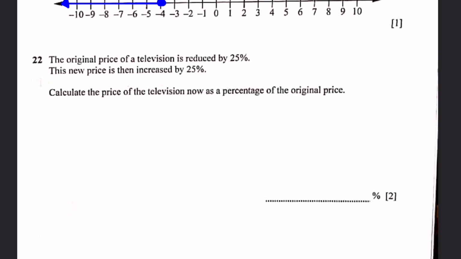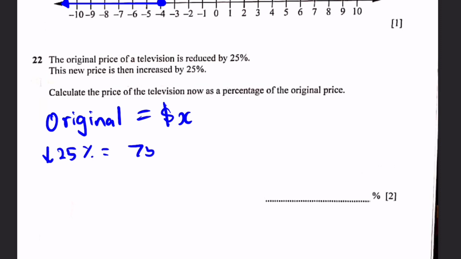Question 22. The original price of a television is reduced by 25%. This new price is then increased by 25%. Calculate the price of the television now as a percentage of the original price. What you have to do first is say original price. So the original price equals X dollars, or you can put any other currency unit you want. Here I'm just using dollars. So first it's reduced by 25%. That will be equal to 75% of dollars X.